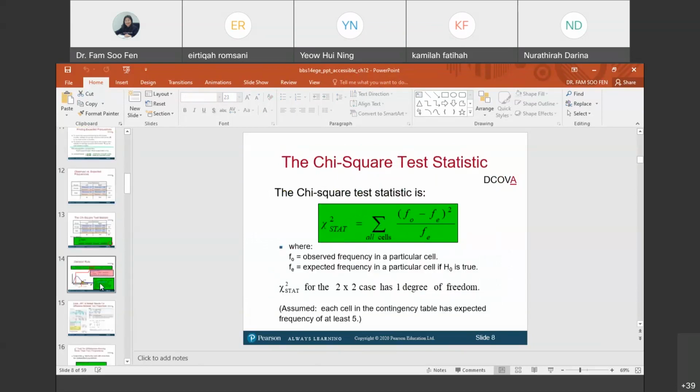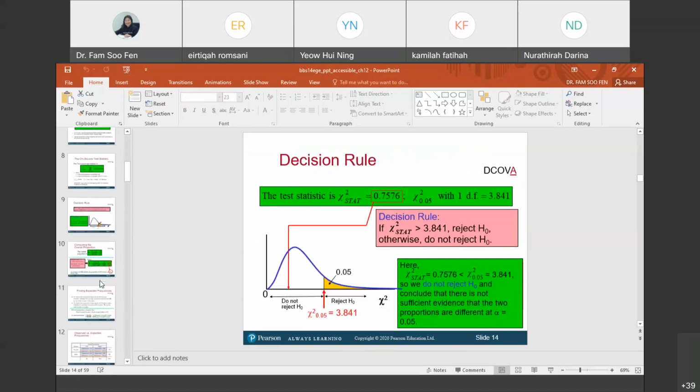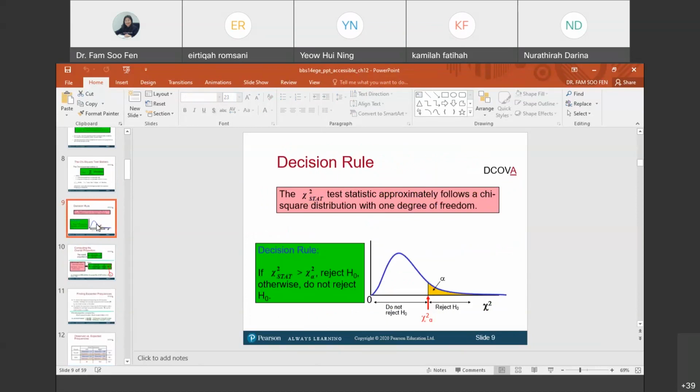Because I found that most of you didn't draw. You just write only for your ANOVA. I say if you want to draw ANOVA, it is also the same, something like this. So this is the chi-square. So when we come to this chi-square.